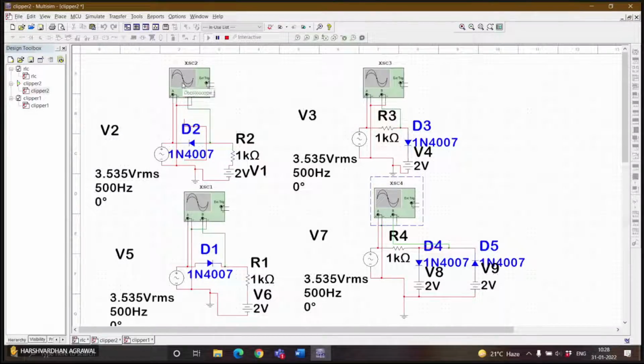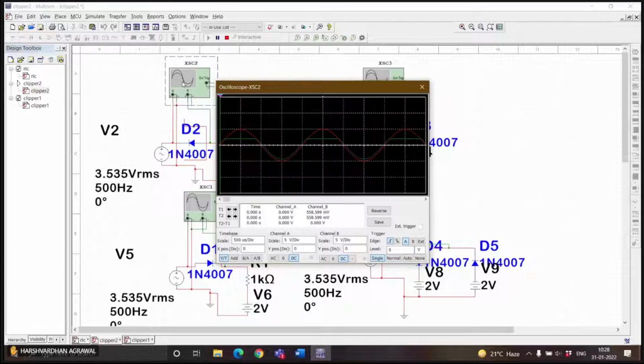Ma'am, in the first one also some of the circuits were left, and this one is there. Here also clipping is being done. These are with reference, and that was without reference. This one I'm doing with reference. So this is a positive clipper. Positive clipper, ma'am. This is my transfer characteristics.